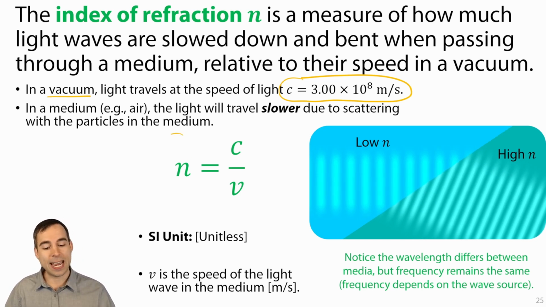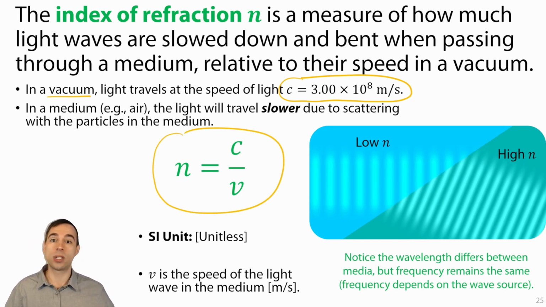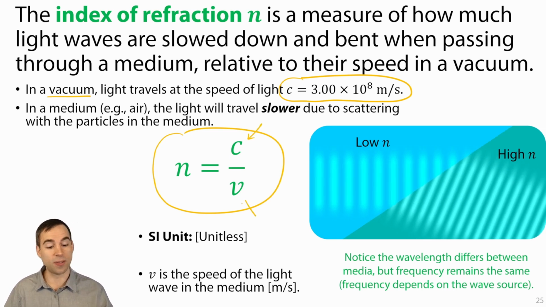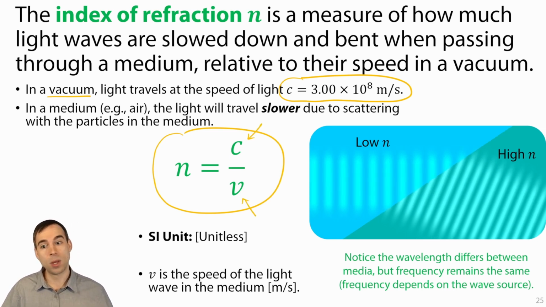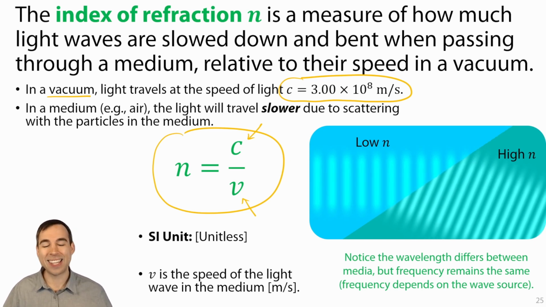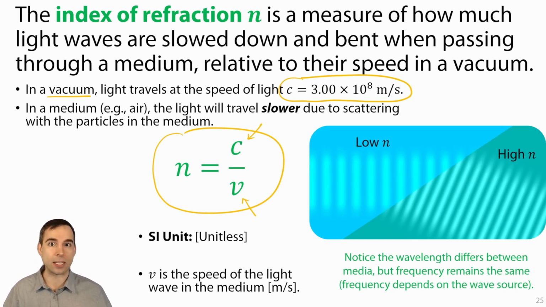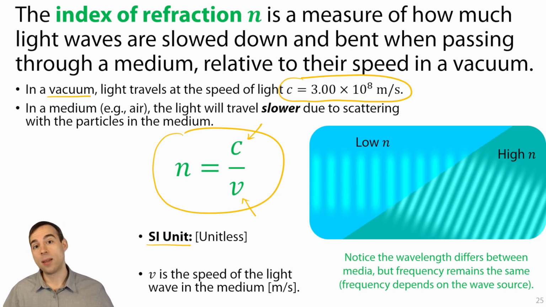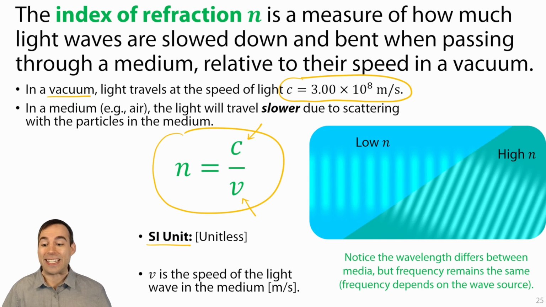And we use the index of refraction n to describe the ratio of the speed of light in the vacuum versus the speed of light in a specific medium. And we'll use v for that speed of light in a particular medium. n, the index of refraction, relates the ratio of these two speeds. And it's important to note that the index of refraction is unitless.